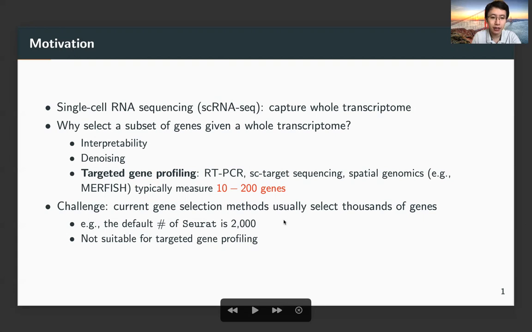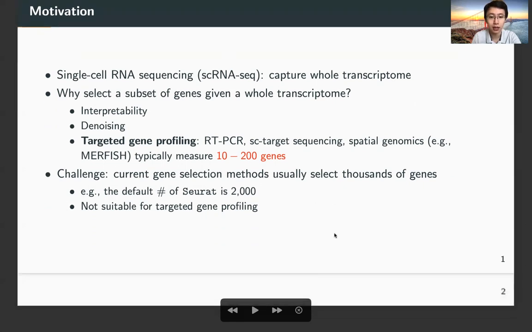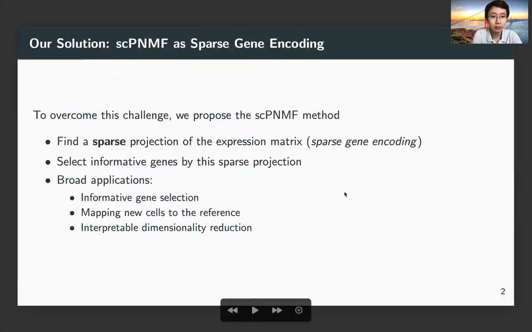Although there are a lot of different gene selection methods currently, most of them tend to select a lot of genes. For example, the default method of Seurat selects 2,000 genes. Therefore, those gene selection methods are not quite suitable for targeted gene profiling design. To solve this problem, here we propose the scPNMF algorithm. Briefly speaking, scPNMF tries to find a sparse projection of the expression matrix, and we call this sparse gene encoding. And then you can select the informative genes by this sparse projection.